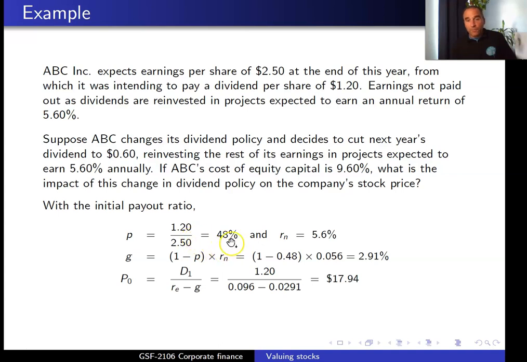So $1.20 was 48% of $2.50, and the return on new investments is 5.6%, which was providing the company with an expected growth rate in dividends of 1 minus 48% times 5.6%, 2.91%. So the price of the company with the initial dividend policy was $1.20 divided by 9.6% minus 2.91%. So $17.94.